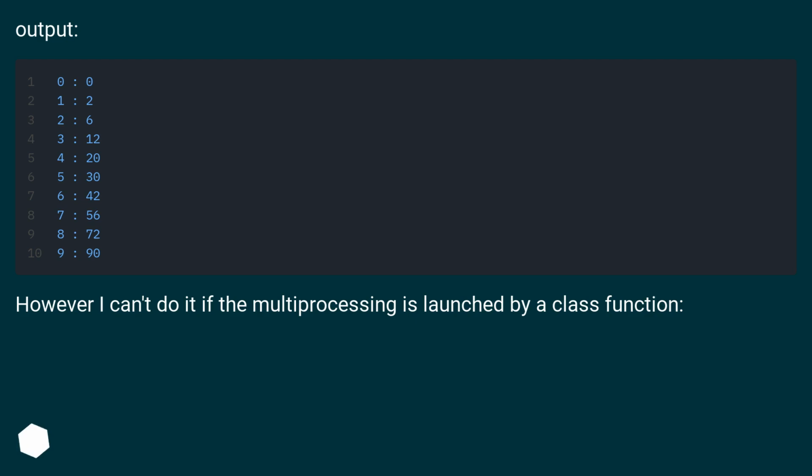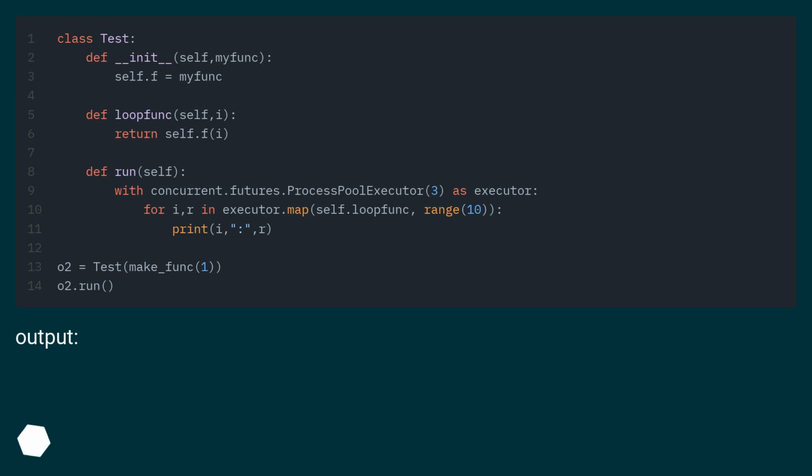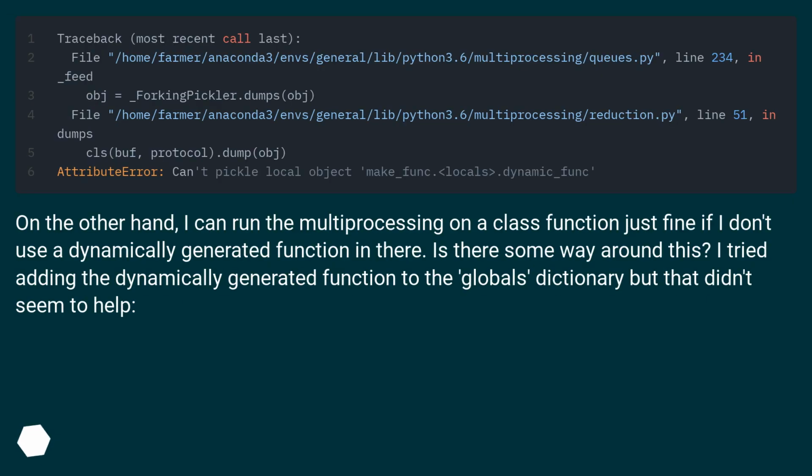Output. However, I can't do it if the multiprocessing is launched by a class function. Output. On the other hand, I can run the multiprocessing on a class function just fine if I don't use a dynamically generated function in that. Is there some way around this?